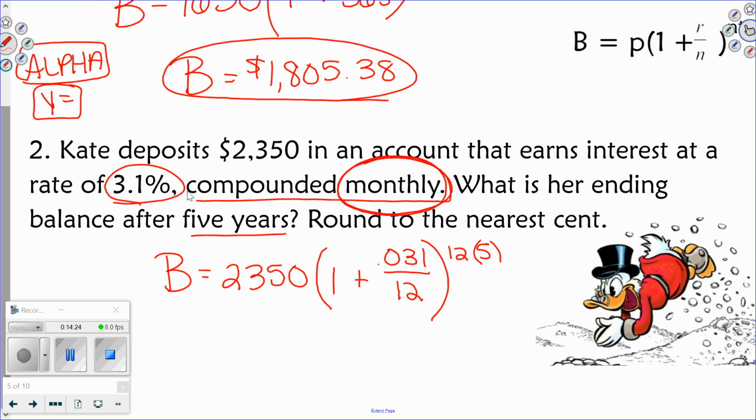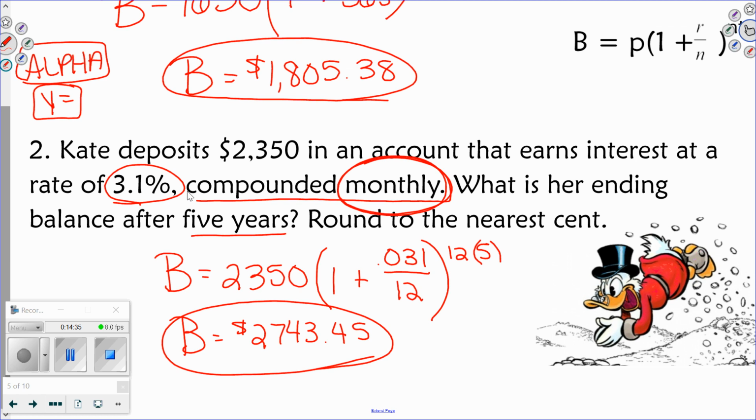All right, so we should get a balance. Very good. So $2,743.45. Again, practice this. I've seen students say, yeah, this is easy, and then they can't use the buttons on their own calculator. I need to make sure you know how to do this.